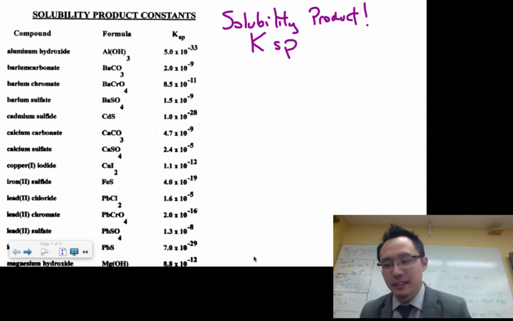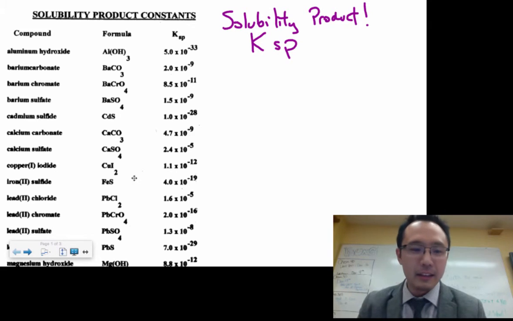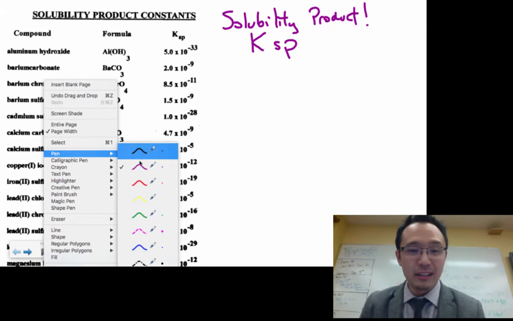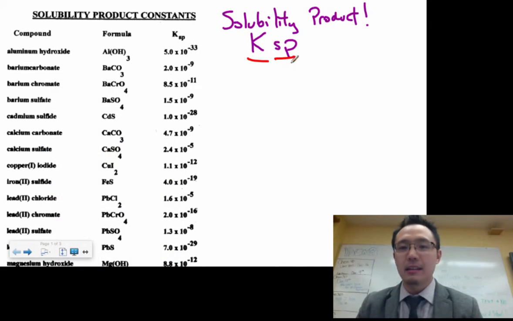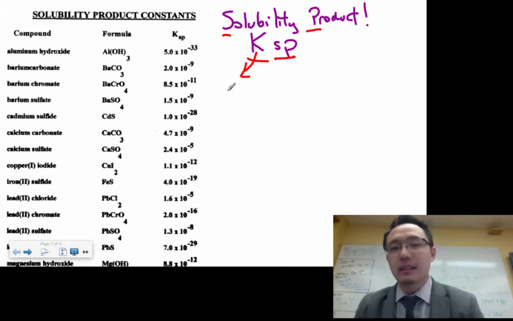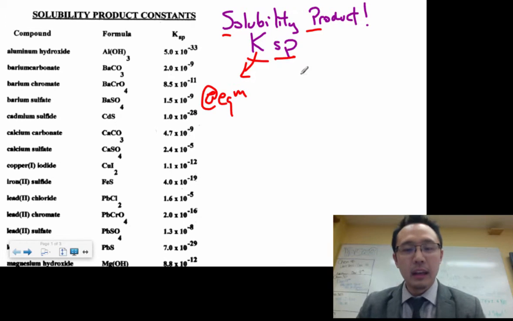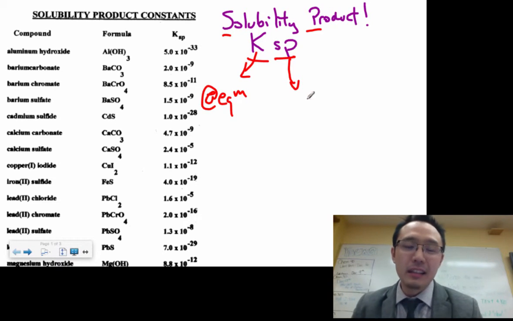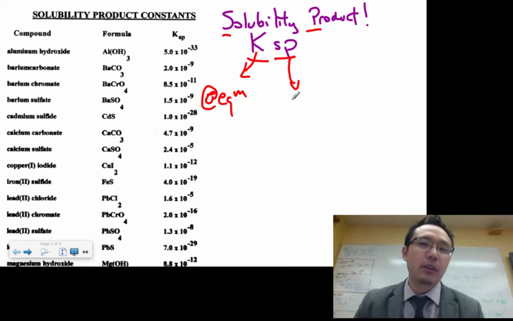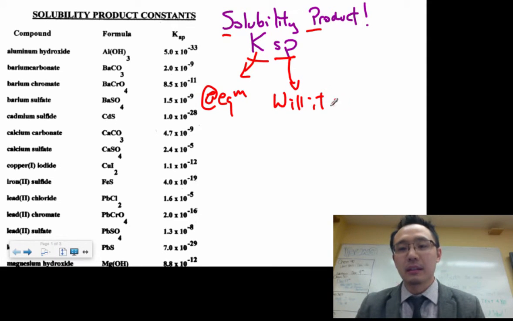Solubility products. So this is about KSP. What exactly is KSP? You can see that KSP is really another constant. What KSP stands for is solubility product. Anytime you see K, this is at equilibrium. What solubility product means is, will your compound dissolve well?